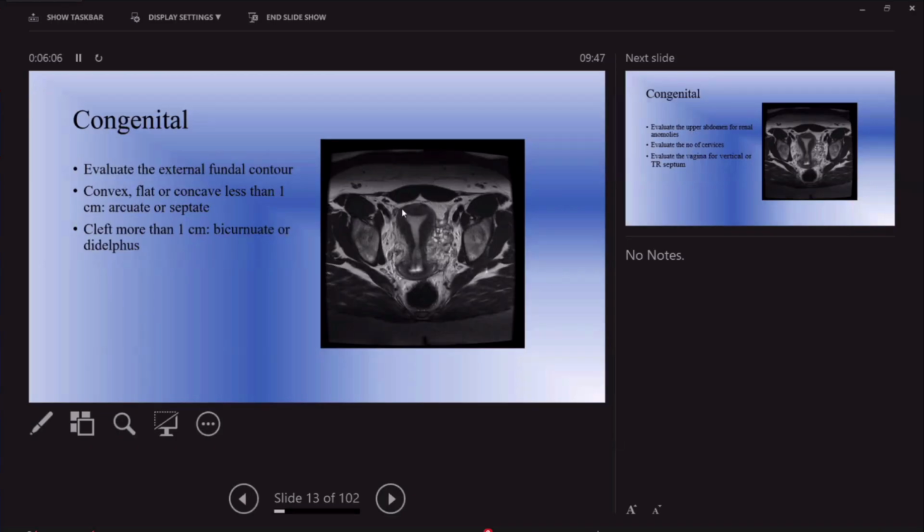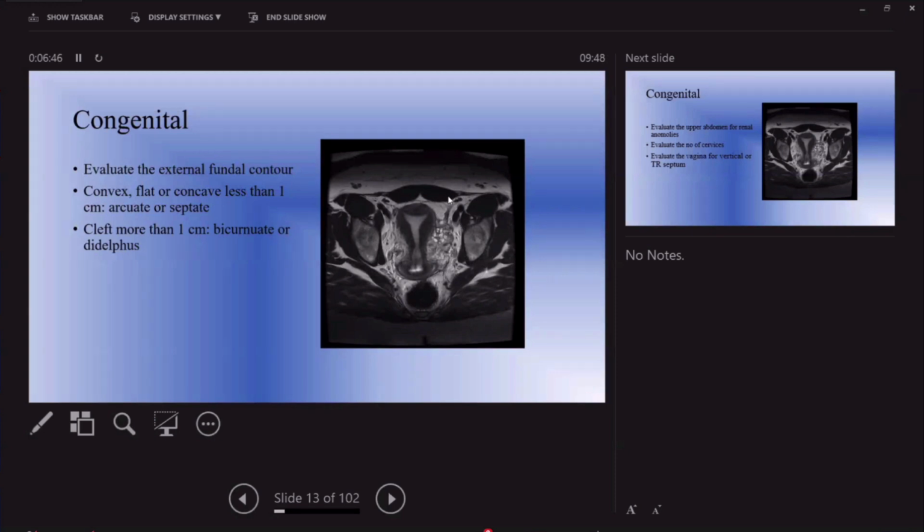If the uterine fundal contour is not convex like what we have here, or it's a little bit flat, like a flat line, then most of the time you're dealing with either an arcuate or a septate uterus. This is in cases where you are suspecting a congenital anomaly, because the normal uterus has a convex outer contour, similar to what we have. So if I'm questioning this case, am I looking at a normal or abnormal uterus? I have a convex outer fundal contour, so maybe this is a normal uterus.